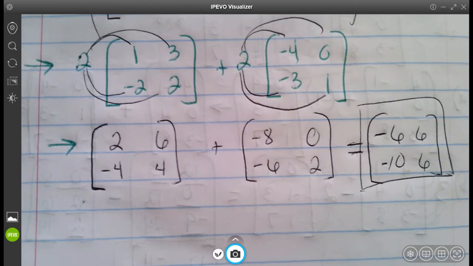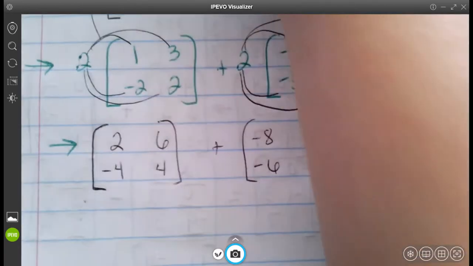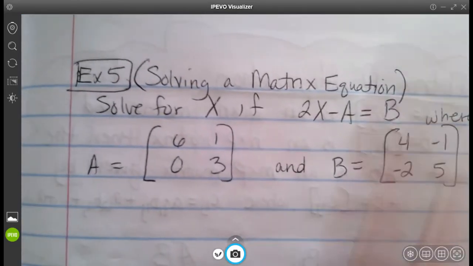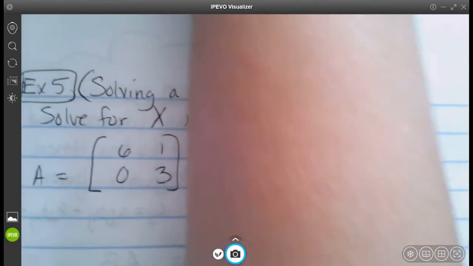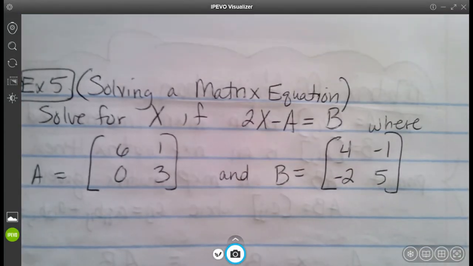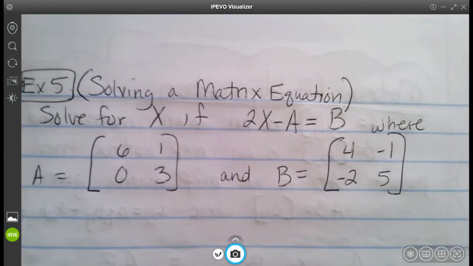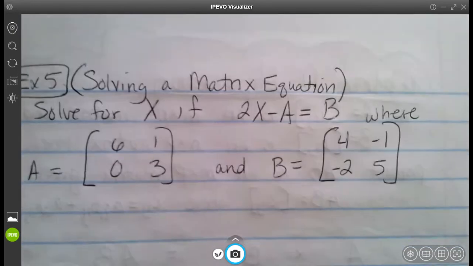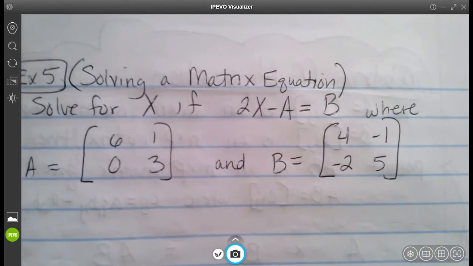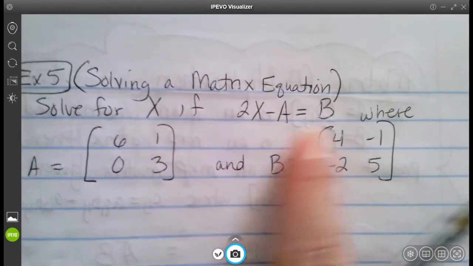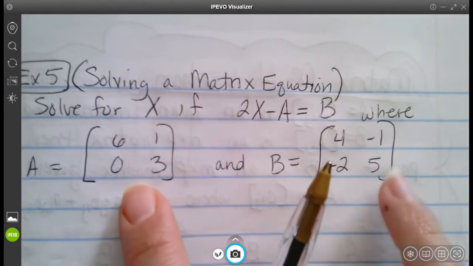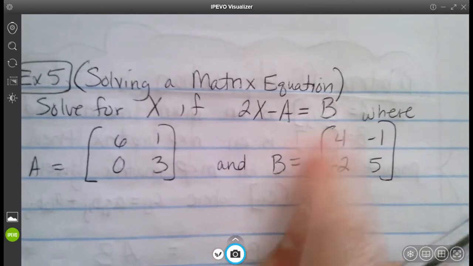So let's go ahead and do one more example here, and then we're going to probably cut this video in half. So we have example 5, where we're solving a matrix equation. When we're solving an equation, usually our capital letters will represent a matrix of some sort. In this case, we're solving for X. So if 2X minus A equals B, how do we solve for X when A and B are matrices?